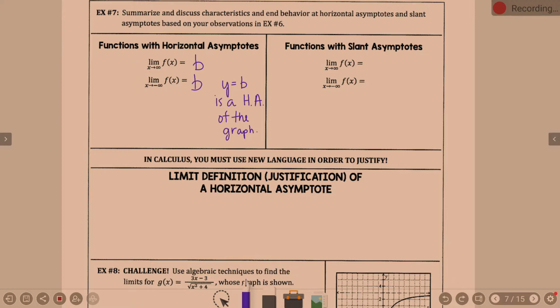Functions with slant asymptotes. If you go back to the bottom example there, as x is approaching either positive infinity or negative infinity, where's my graph going to be going? It's either going to be going up to positive infinity or down to negative infinity, depending on which way your slant asymptote goes, right? And so the idea here is that these are going to go to either positive or negative infinity.